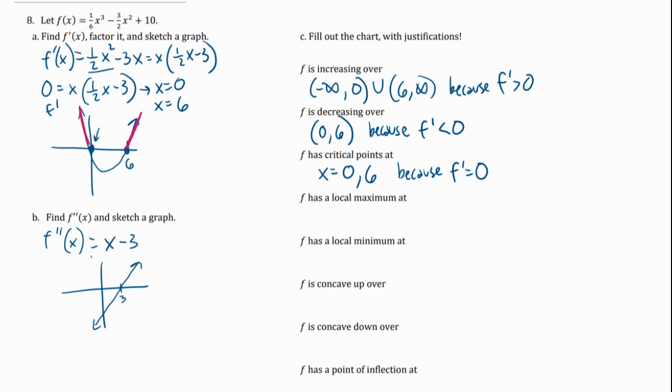f has a local maximum. So remember, a local maximum is when there is a change in slope. You have a maximum when your slope changes from a positive slope to a negative slope. Now, this is the slope function. So where does this graph change from positive to negative? And that's right here. That's where we have a change from f prime being positive numbers to negative numbers. So f has a local maximum at x equals 0 because f prime changes from positive to negative.